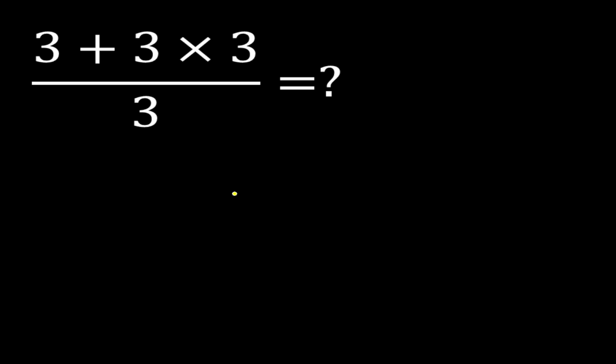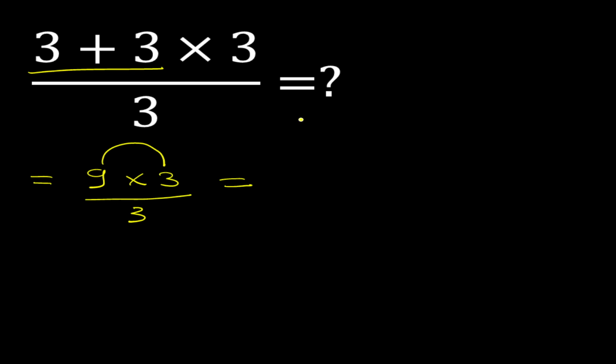So most people solve this question like 3 plus 3 is equal to 9 times 3, then divide by 3, right? Now 9 times 3 is equal to 27. Sorry, 3 plus 3 is equal to 6. Now 6 times 3 is equal to 18. Divide by 3. So 18 divided by 3 is equal to 6, right?